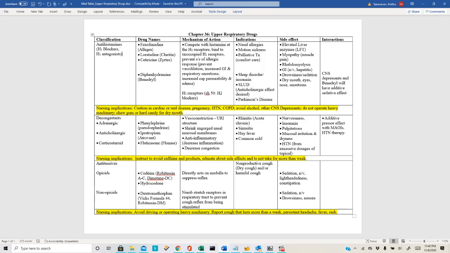It says here H2 receptors, in brackets, chapter 50, H2 blockers. We will review them when we do GI drugs, okay?